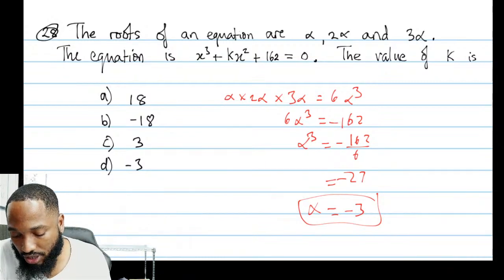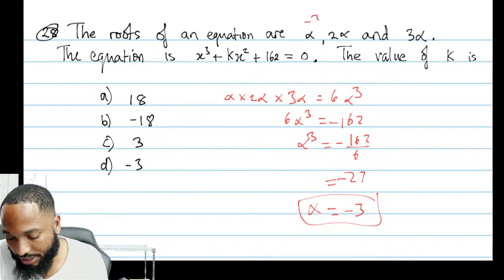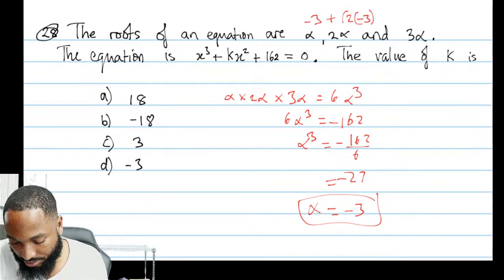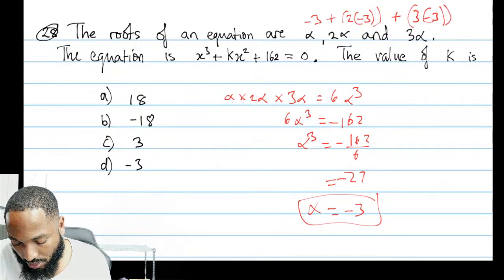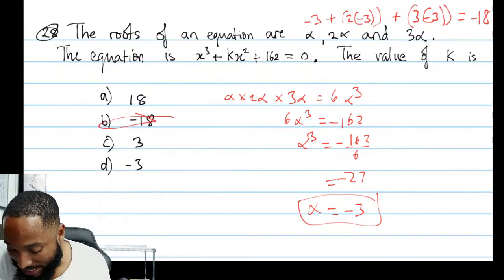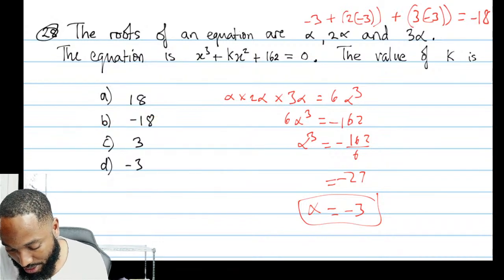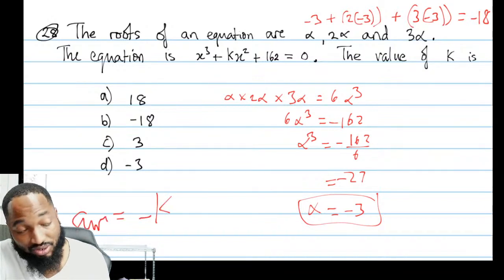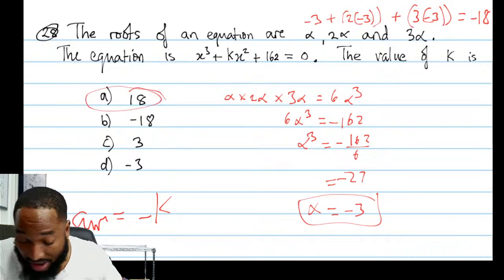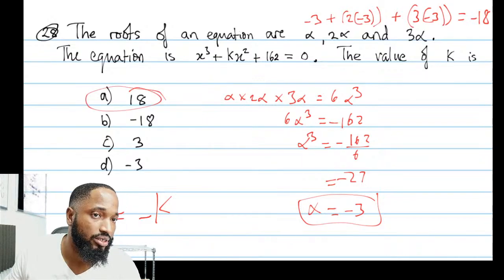So you add up all these things. So this is like negative 3 plus 2 by negative 3 plus 3 by negative 3. What do we get? I think we get negative 18, right? Negative 18. But it's not negative 18 either, because remember the sum is equal to minus k. So it's negative negative.